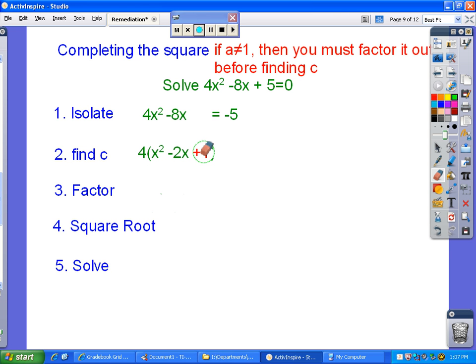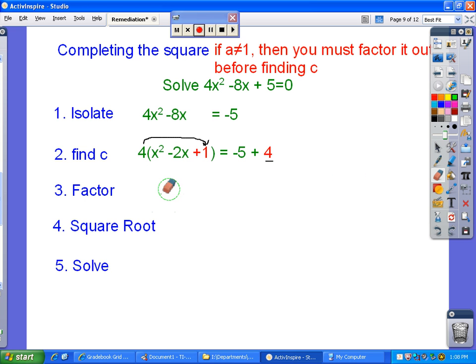All right, now I'm going to use that negative 2 to find my c. So c is half of negative 2, which is negative 1, squared, which is positive 1. But I can't find my c until I've factored out that 4. Now, here's where you have to be really careful. We're going to keep this equation balanced. So it's equal to negative 5 plus 4. You've got to remember to multiply the 5 times the 1, the 4 times the 1, and that's what gets added to both sides. We've got to keep this equation balanced.